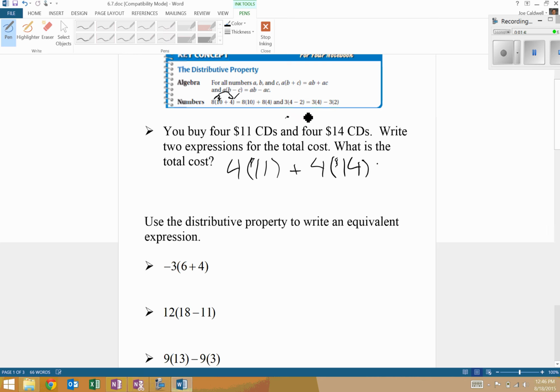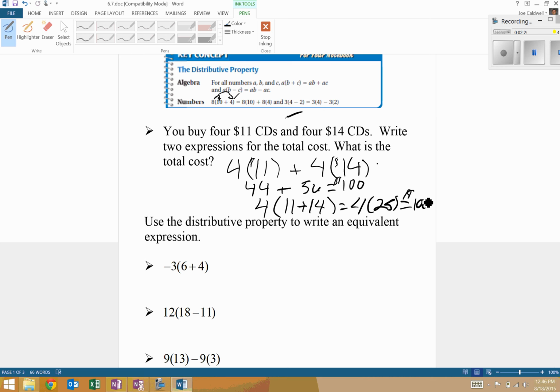Here we go. 44 plus 4 times 14 is 56. And you would get 100 bucks. You could also write that as 4 times 11 plus 14, and then you just have 4 times 25. A little bit easier to do in that case. So depending on the scenario, sometimes one part of the distributive property might be easier than the next.